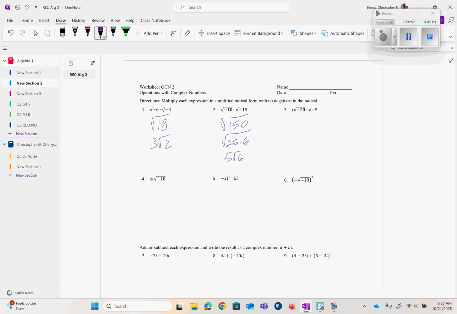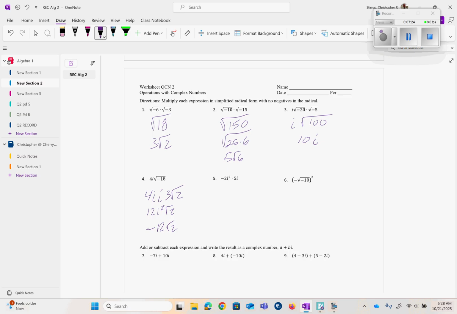On this one, I'm going to multiply those together, so that's going to give me 100, so that's just going to wind up giving me 10i for an answer. This one is going to give me 4i. Bring the i out because of the negative. 18 breaks down to 9 and 2, square root of 9. And then I'm going to wind up with 12i squared root 2. i squared is -1, so I'm going to get -12 root 2.